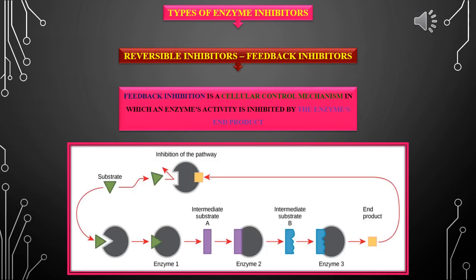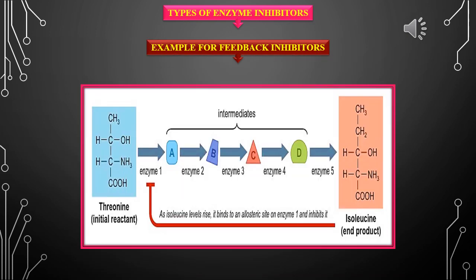Then coming to feedback inhibition, it is a cellular control mechanism in which an enzyme's activity is inhibited by the enzyme's end product. The end product will inhibit the whole pathway. Once the product is formed, the product itself inhibits the metabolic pathway. That is called feedback inhibition. An example is the formation of isoleucine from threonine, which inhibits enzyme 1 involved in the pathway, where the whole pathway has 5 enzymes. Once the product is formed, it inhibits enzyme 1.